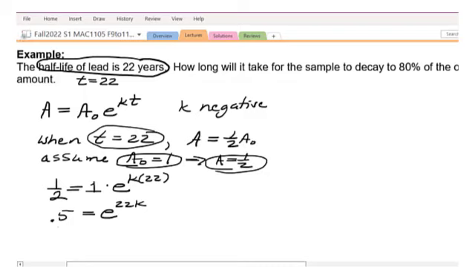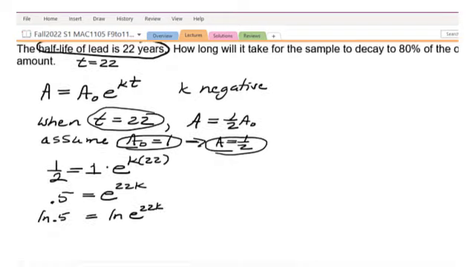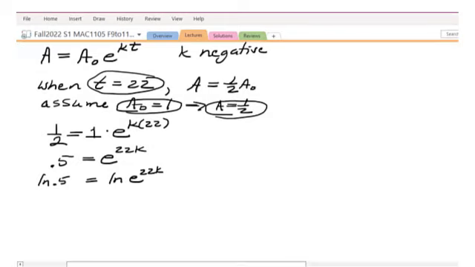And how do we solve an exponential equation? We get the exponential part alone, but that's already done for us this time. Then we just have to take the natural log of both sides. So we have the natural log of 0.5 is equal to the natural log of e to the 22k. But what happens when we take the natural log of e to a power? We're just left with that power. So that means the natural log of 0.5 is equal to 22k. Dividing by 22, then k is equal to the natural log of 0.5 over 22.